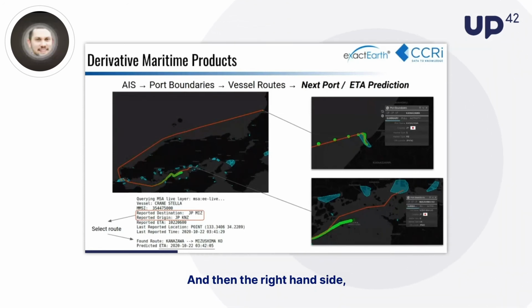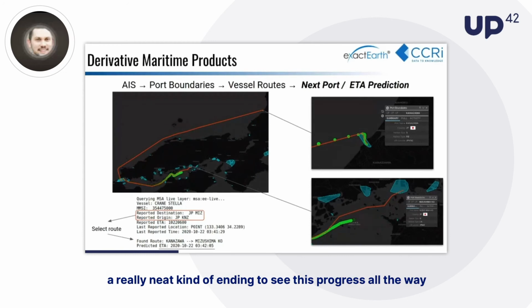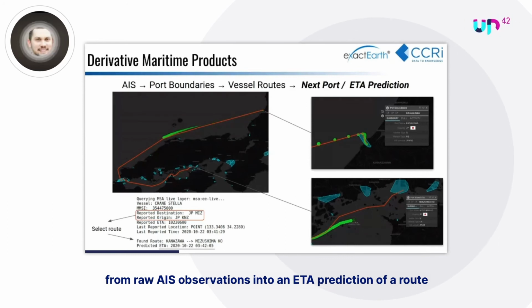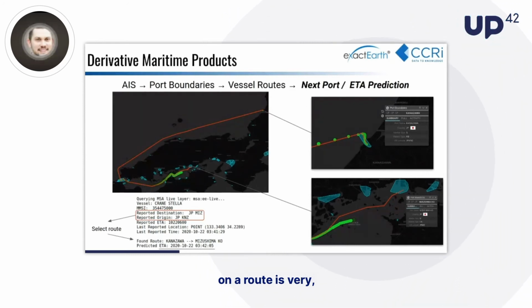And on the right-hand side, you could see the starting and ending ports where that vessel route begins and ends. So this was a really neat kind of ending, to see this progress all the way from raw AIS observations into an ETA prediction on a route. It's a very fun process to go through.